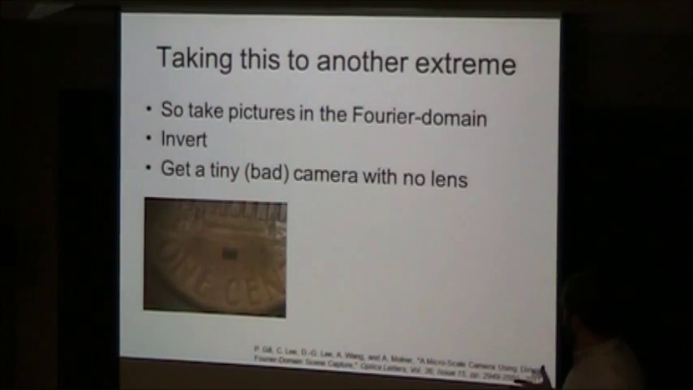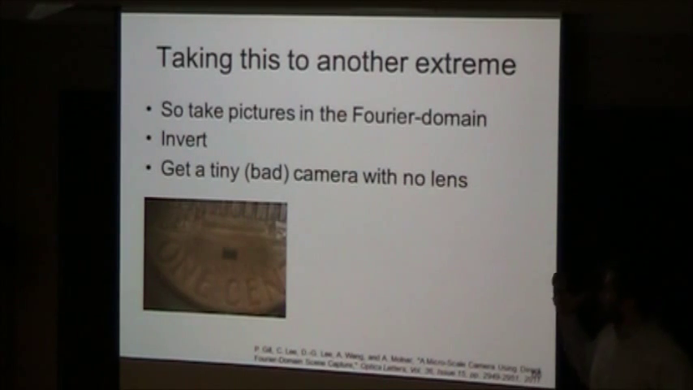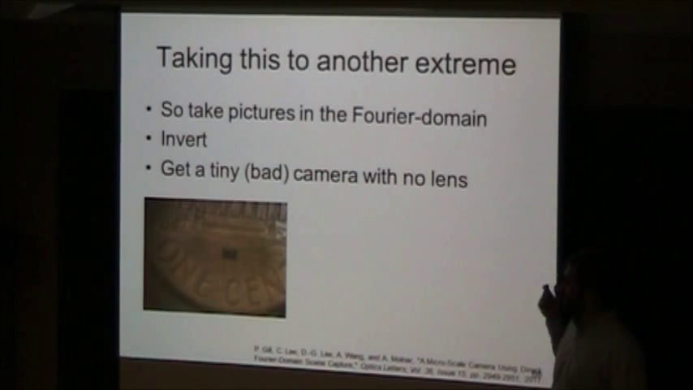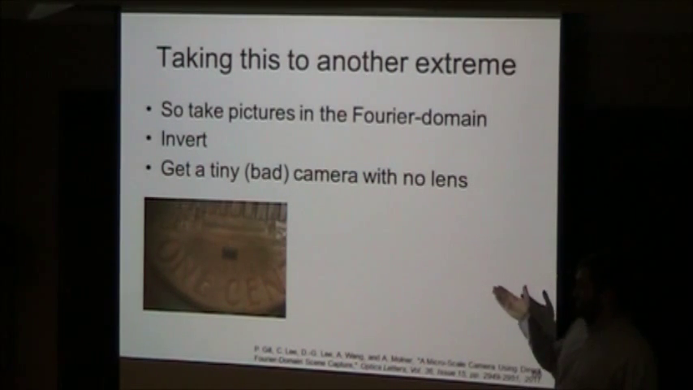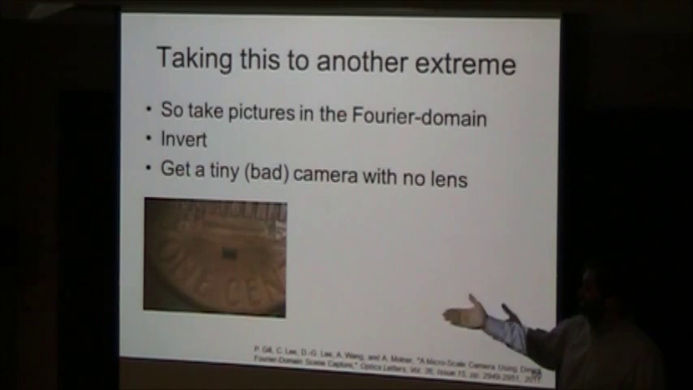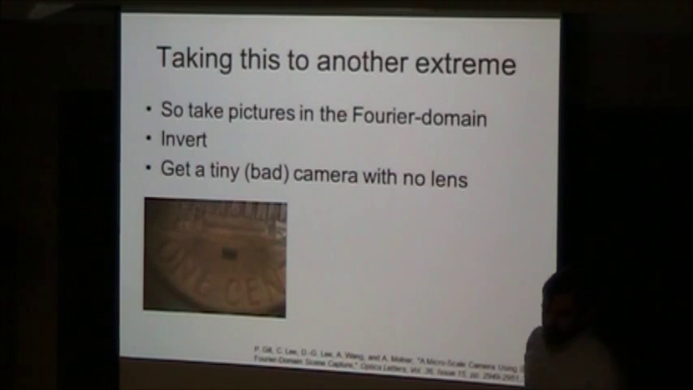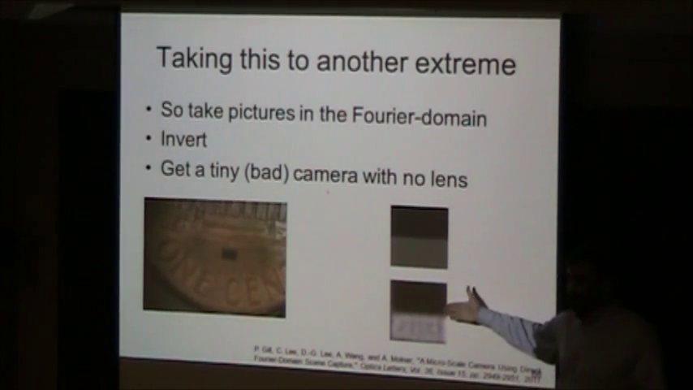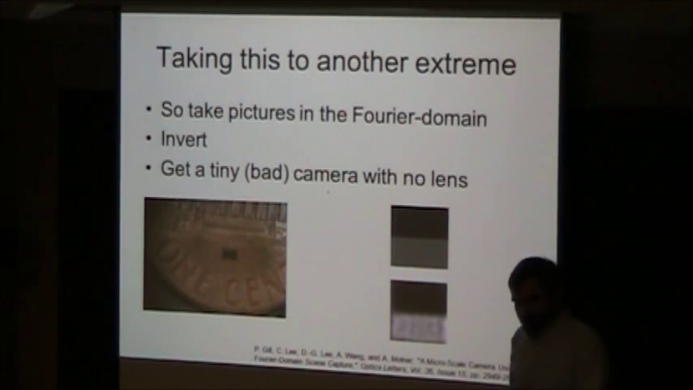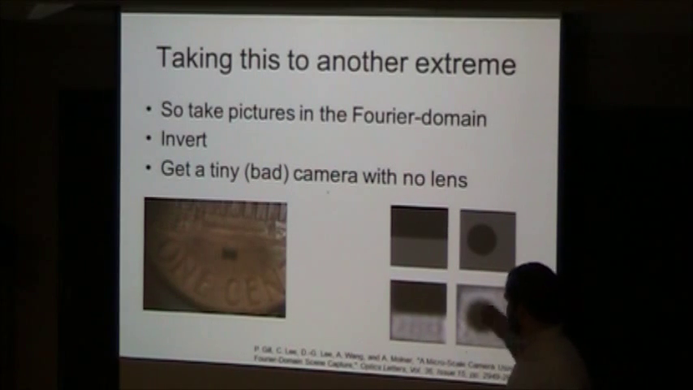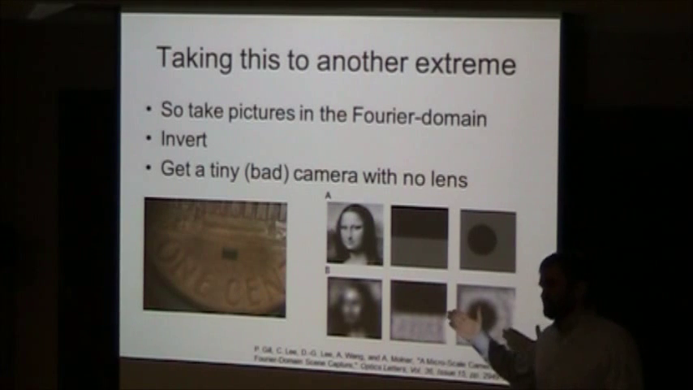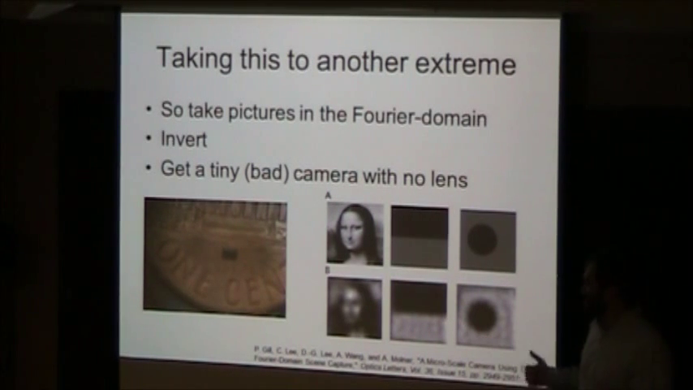So what we end up with is basically taking pictures of the Fourier domain, and if we invert it back, we get a very small, very bad camera. And the only defense of it being very bad is that it's incredibly small, both physically in 2D, but also without a lens. So how does that work? Well, take a picture of an edge, we can reconstruct an edge. Take a picture of a spot, we can reconstruct a spot. Take a picture of great art, and we get back something that most people recognize as a face.